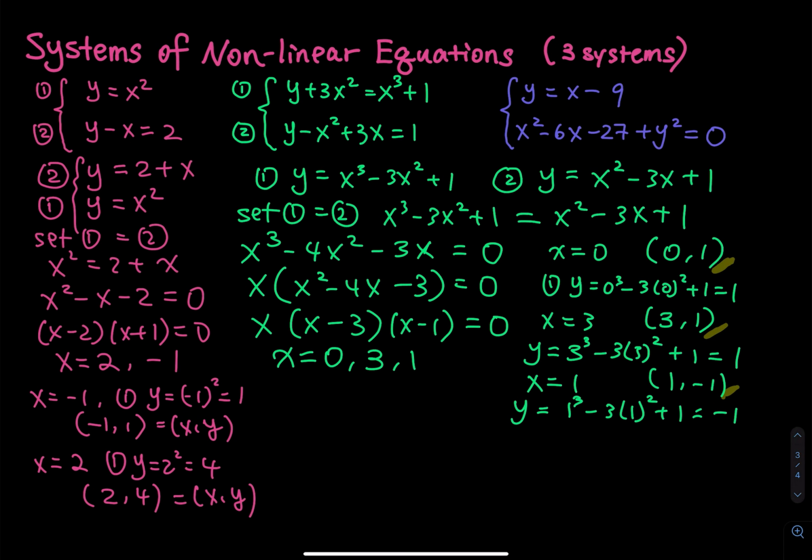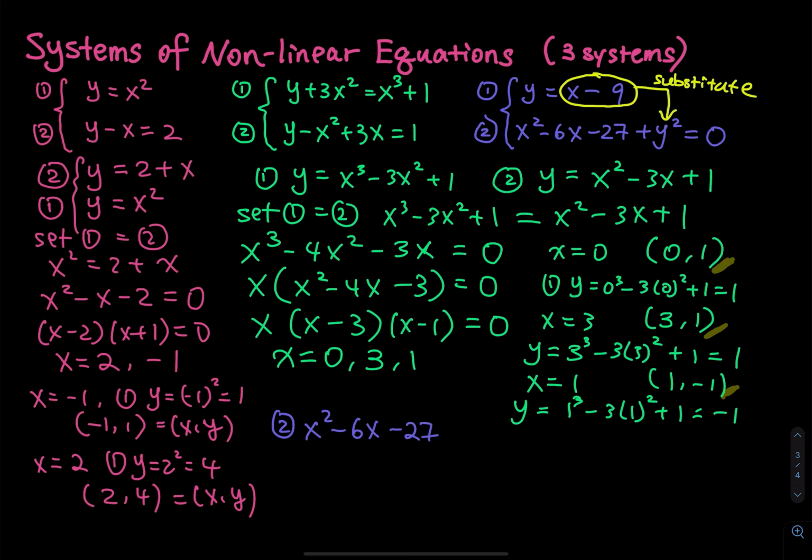The last system, where should I start? I have y equals x minus 9. So what I am thinking is I am going to substitute the first equation into the second equation. So this is the first, this is the second. So what I am going to do next is substitute the x minus 9 over here. And then number 2 becomes what? Number 2 becomes x squared minus 6x minus 27. Here comes the substitution.